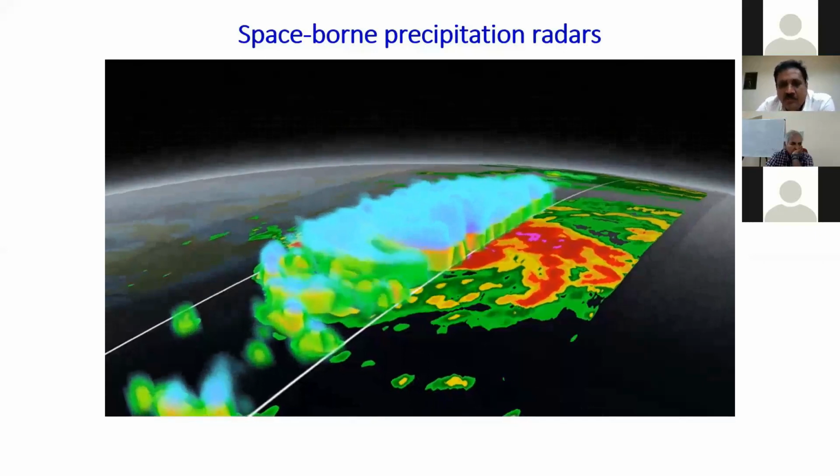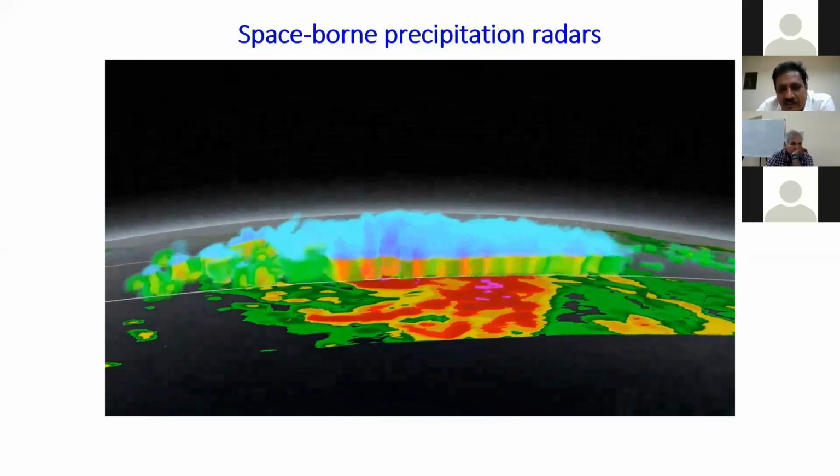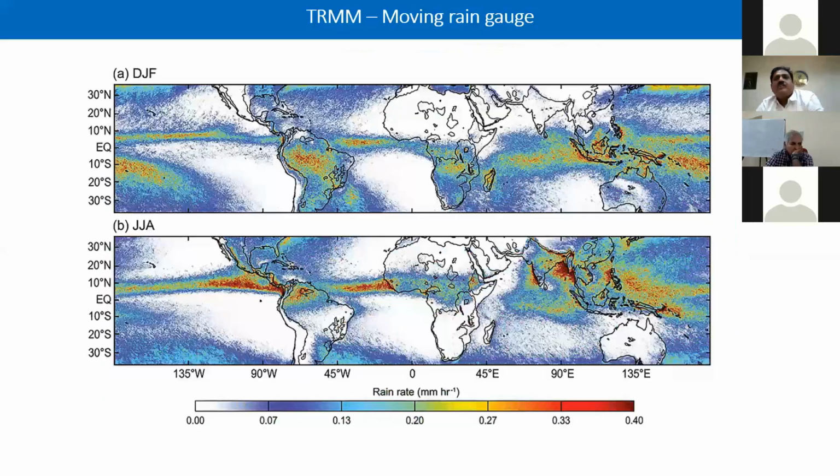What TRMM has provided is why people call it a moving rain gauge. It has given the first glimpse of global precipitation rain rates. You can see where exactly the high intensity rainfall regions are, and where you see the dry regions. So it is a highly successful mission. It served the researchers and the community for nearly 16 years. It has provided wonderful science.